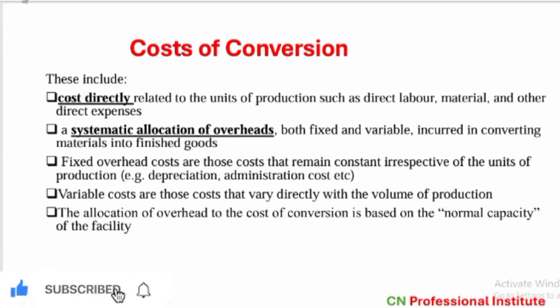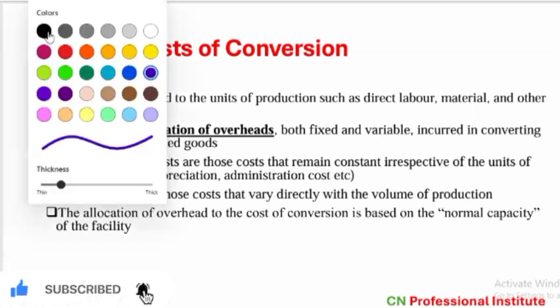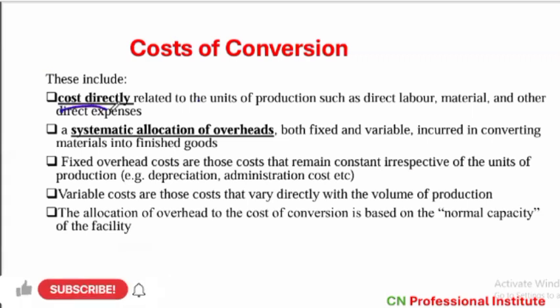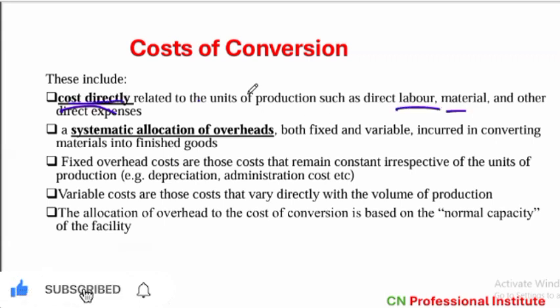We said to get the cost of conversion, we have to add all our directly attributable costs. So direct cost, which includes direct labor, material, and direct expenses. We looked at this already. We add them, we get the prime cost, and then we bring a systematic allocation of overheads. These overheads include both fixed and variable overheads.